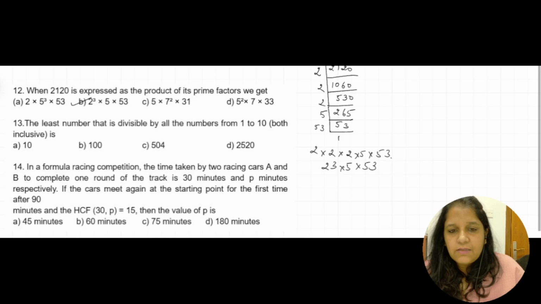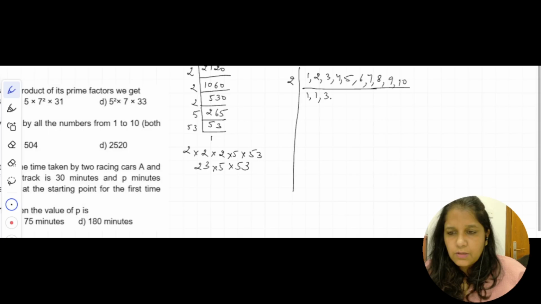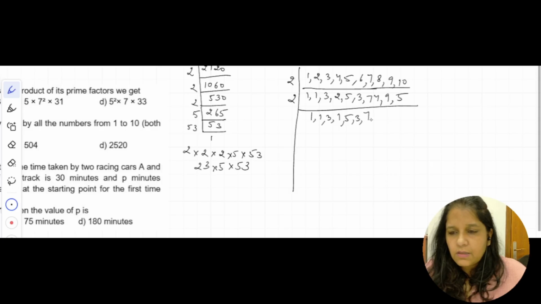Question number 13. The least number that is divisible by all the numbers from 1 to 10, both inclusive, is. So हमें क्या करना है? यहाँ 1 to 10 numbers का LCM निकालना होगा. So 2 into 1 is 2, 2 is 4, 5, 3, 7, 2 5 is 10. Again 2 से divisible हो जाएगा. 3, 7, 2, 9 and 5. एक बार और हो जाएगा.